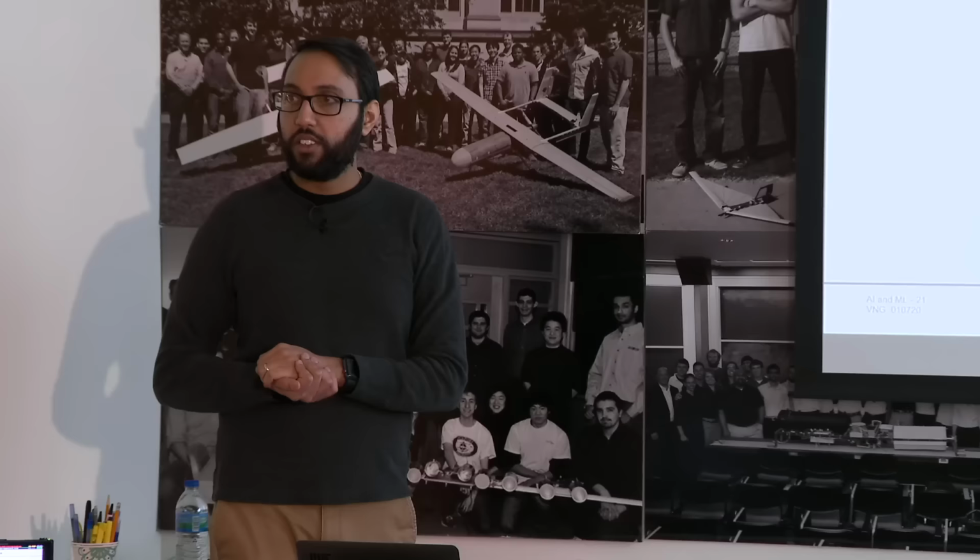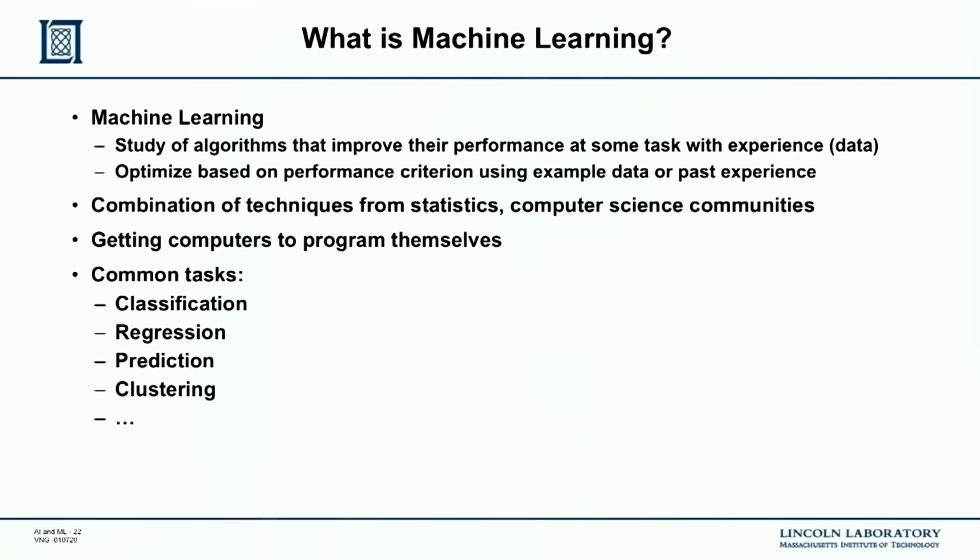All right, so what is machine learning? Always a good place to start. It's the study of algorithms to improve their performance at some task with experience. In this context, experience is data. And they typically do this by optimizing based on some performance criteria that uses example data or past experience. So in the world of supervised learning, the example data or past experience could be the correct label given an input data set, or input data point.